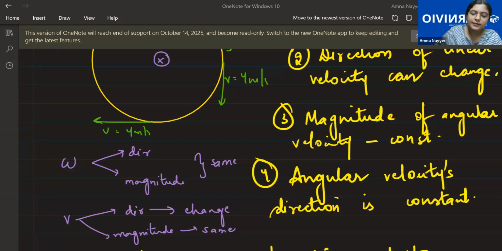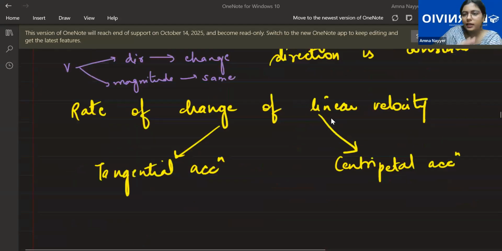All right. Let's talk a little bit about the velocities. When you have the linear velocity, there are two kinds of accelerations in your system. Actually, we have three kinds of acceleration, but for uniform circular motion you just have two kinds of acceleration. First is tangential acceleration. When do you have tangential acceleration in your system? When the magnitude of the linear velocity changes.